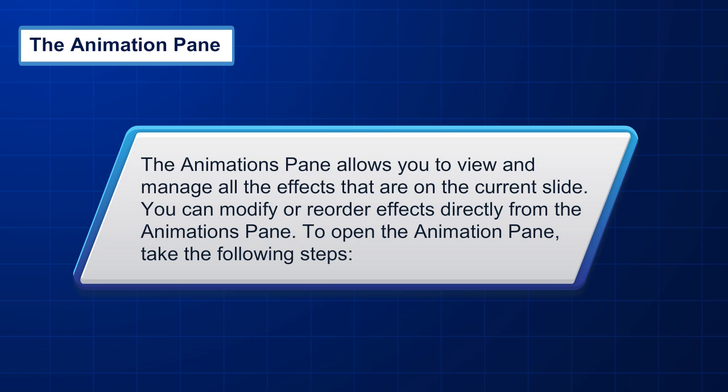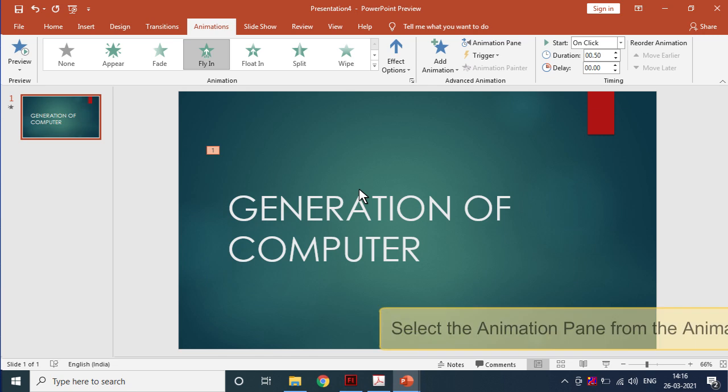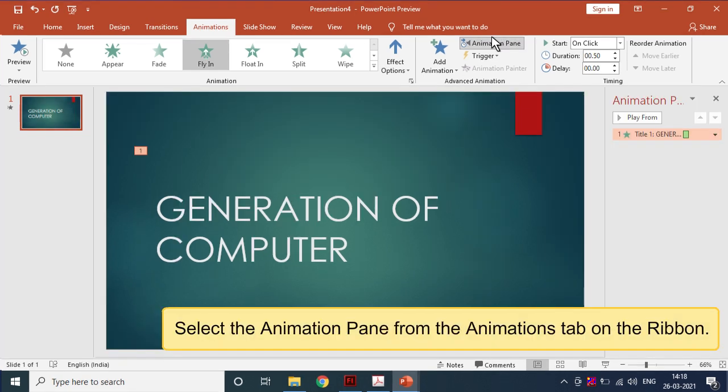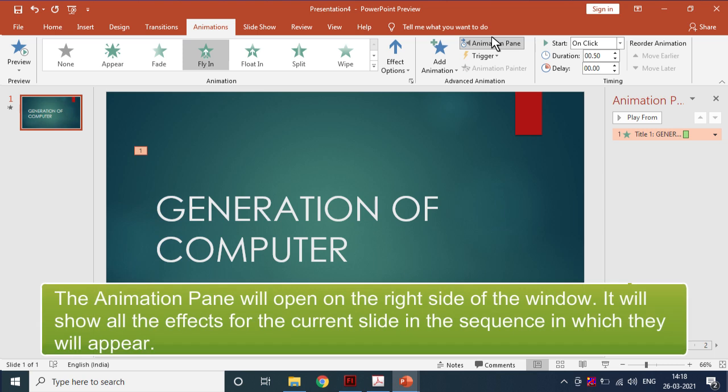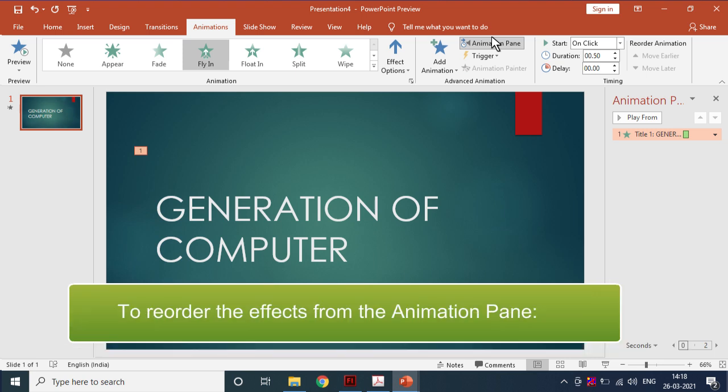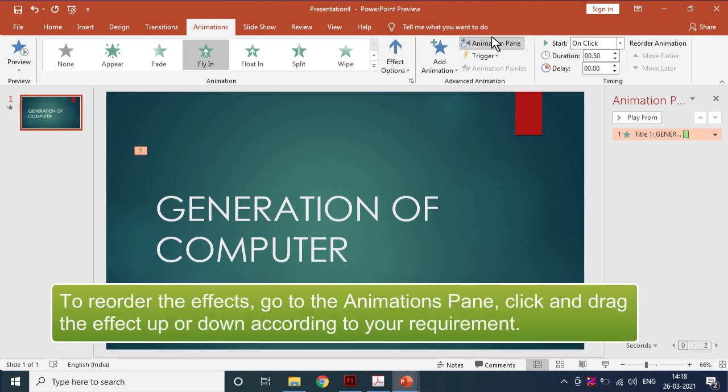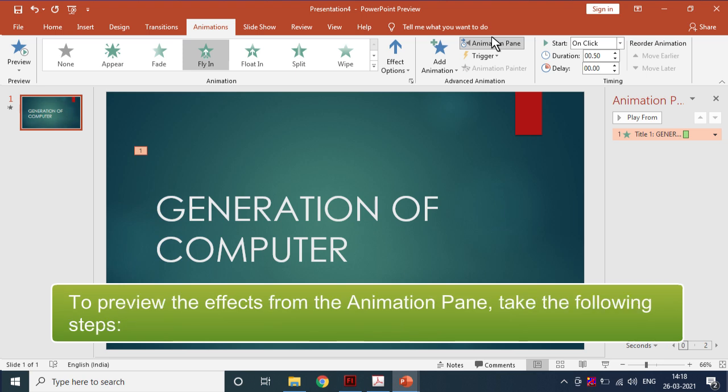To open the Animation pane, take the following steps. Select the Animation pane from the Animations tab on the ribbon. The Animation pane will open on the right side of the window. It will show all the effects for the current slide in the sequence in which they will appear. To reorder the effects from the Animation pane, click and drag the effect up or down according to your requirement. To preview the effects from the Animation pane, take the following steps.